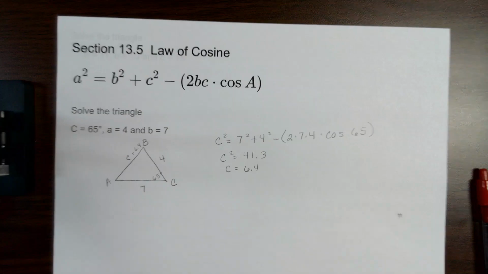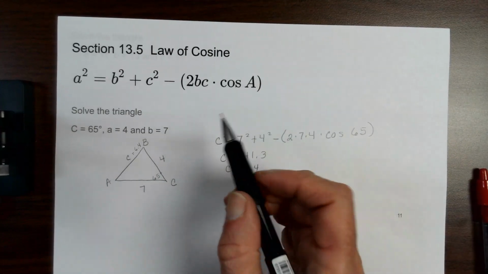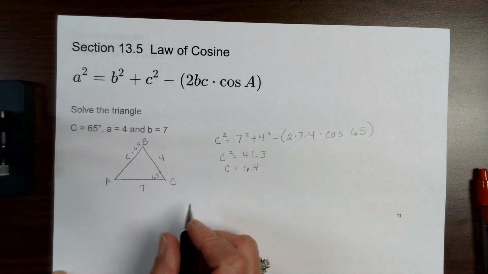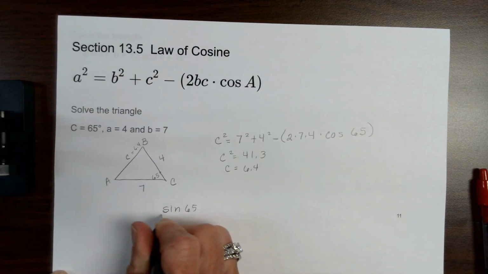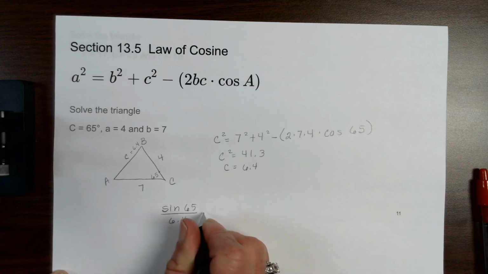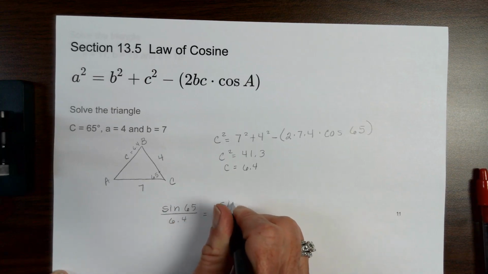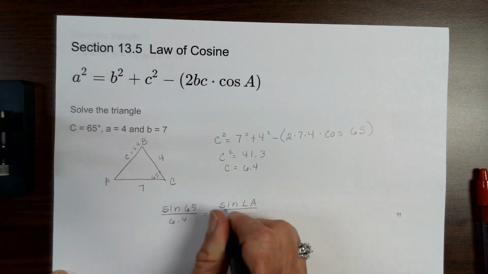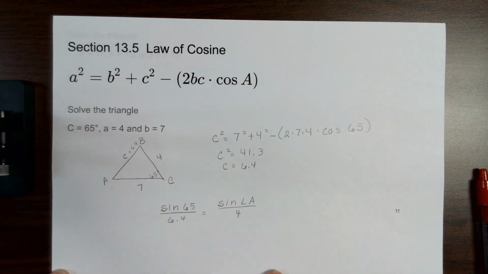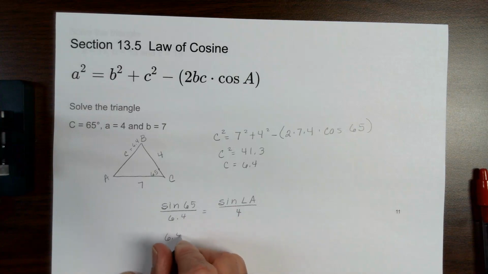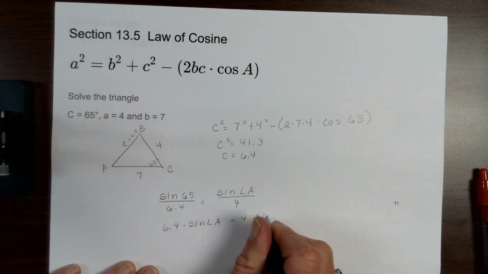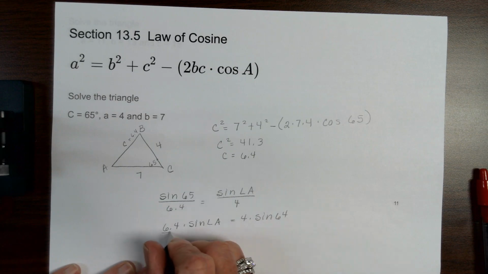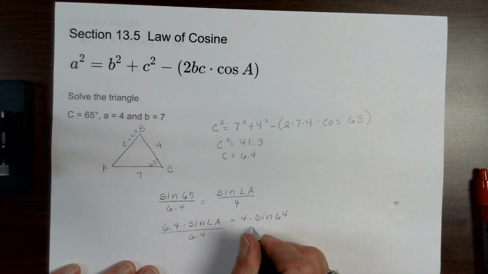Now I could switch and do law of sines, because now I have an angle opposite a side. So I can say the sine of 65 over 6.4 is equal to the sine of angle A, which is my unknown, over little a. So I have 6.4 times the sine of angle A is equal to 4 times the sine of 65. I'm going to divide both sides by 6.4.